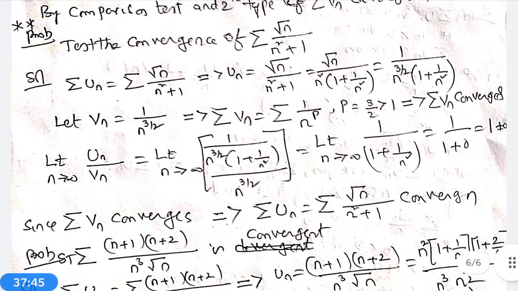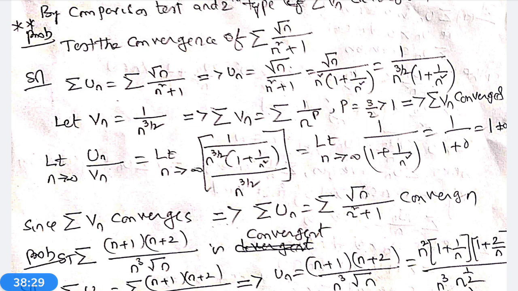One more problem. This is also an important problem from the examination point of view. Test the convergence of sigma square root n by n square plus 1. Solution. Sigma u(n) is equal to sigma root n by n square plus 1, implies u(n) is equal to root n by n square plus 1.